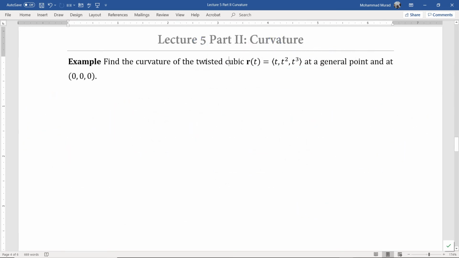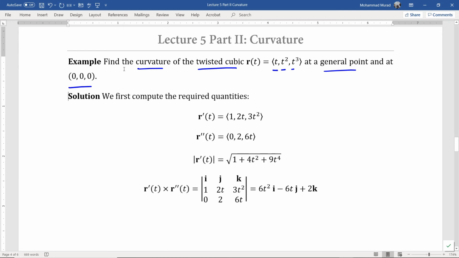Let's have a look at an example. Find the curvature of the twisted cubic whose vector function has the component functions t, t squared, and t cubed at a general point and at the origin. Let's see the solution of this example.